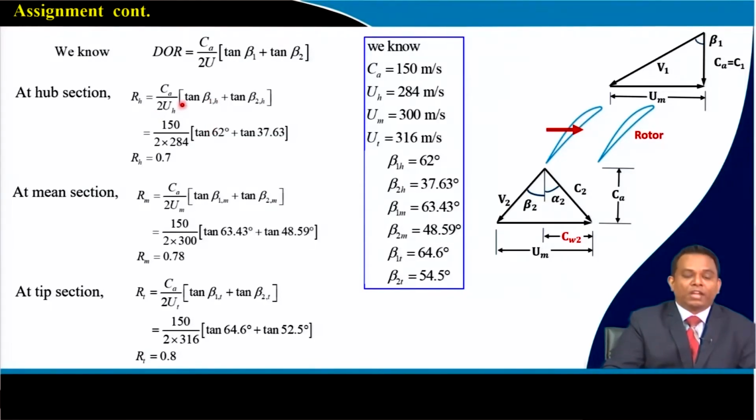If you look at the hub, this is what is given in terms of peripheral speed at the hub, and these angles are at the hub. So the degree of reaction at the hub is coming 0.7. It is a reasonably good number, a higher number in a sense. Now if you look at the mid station, my degree of reaction is coming 0.78, and at the tip station it is coming 0.8. So this gives you an idea for the calculation of degree of reaction.